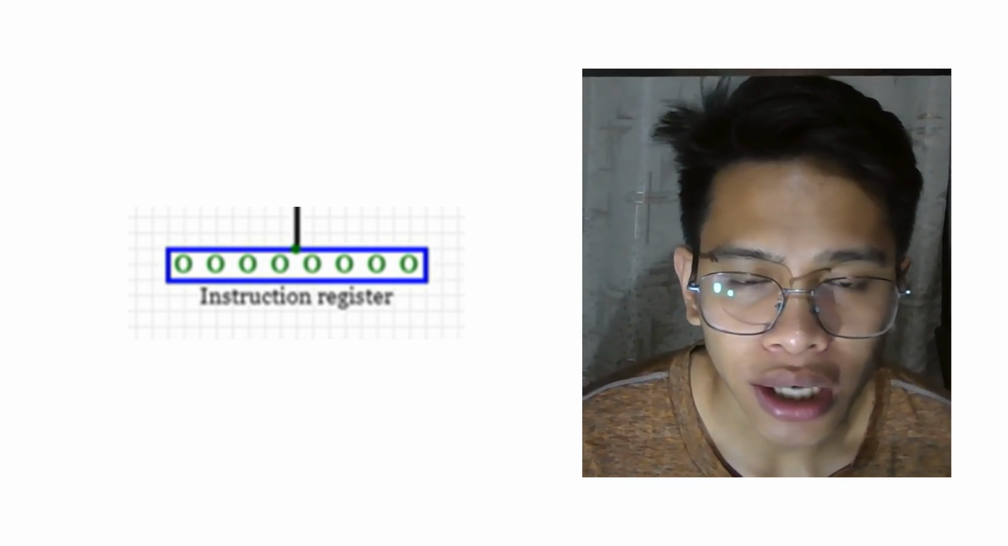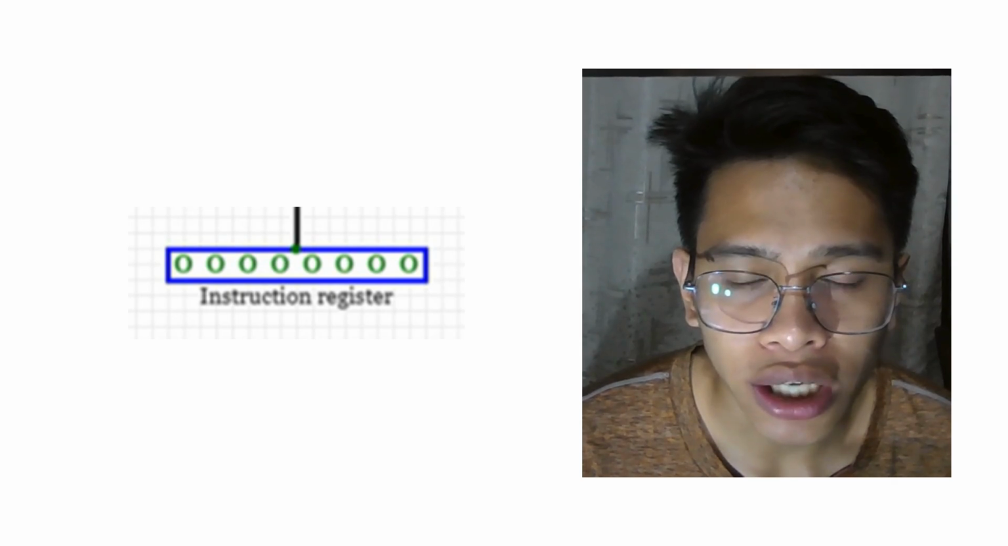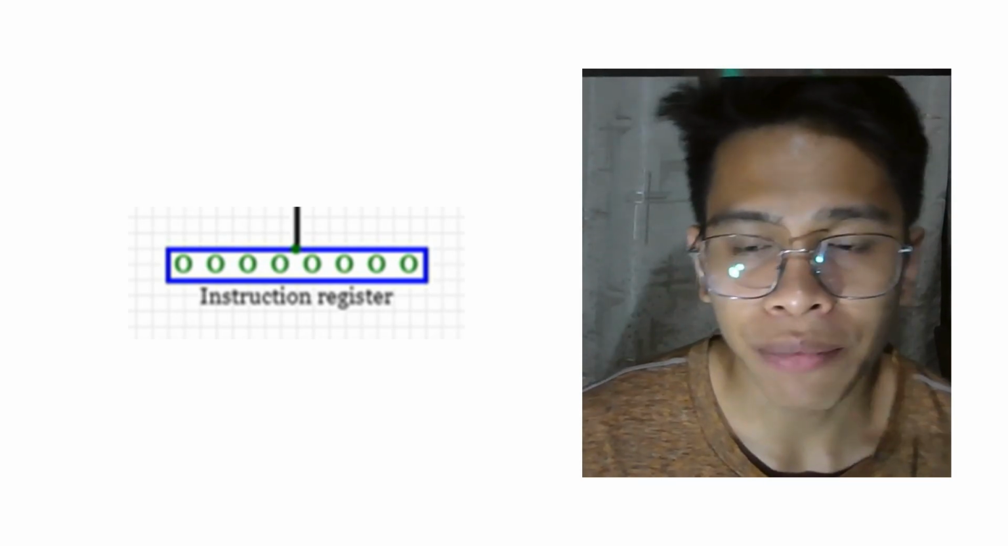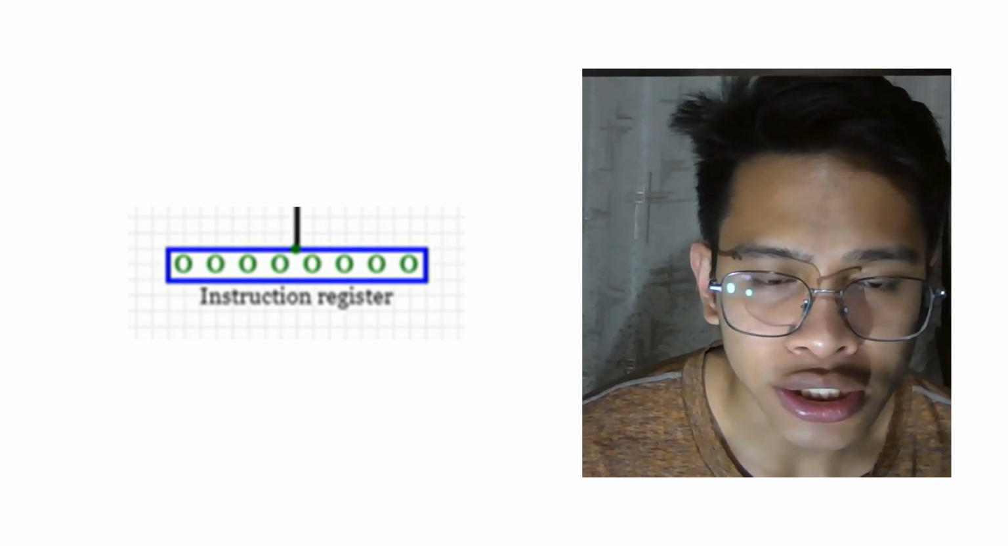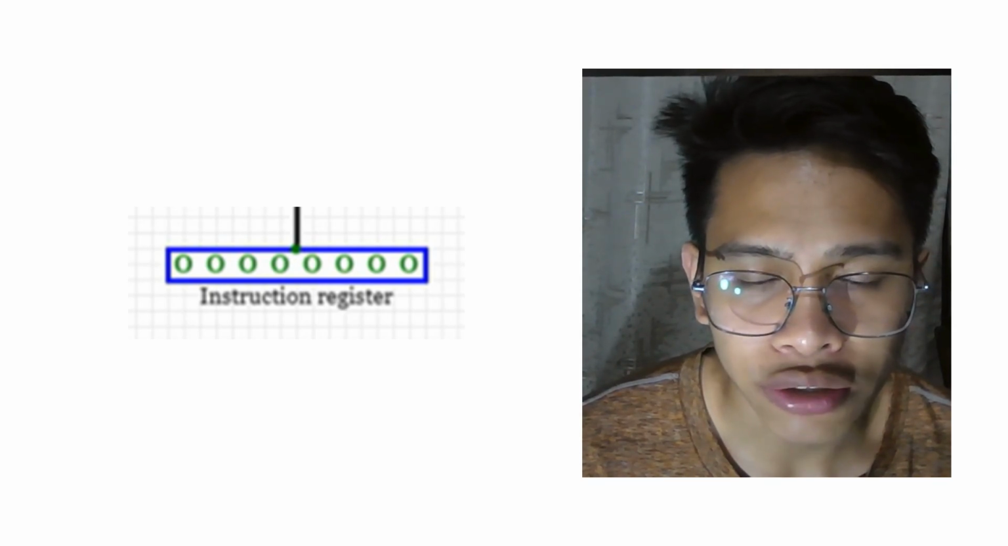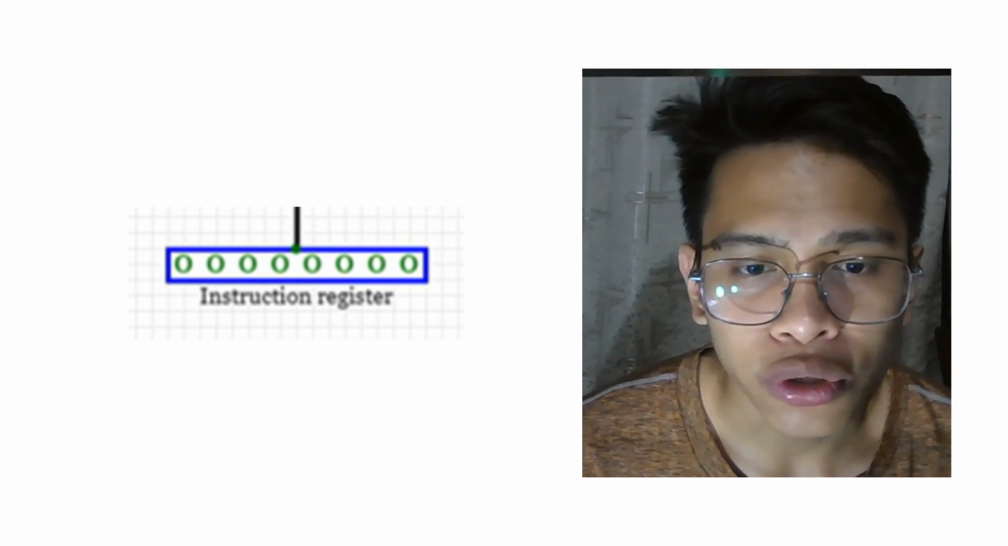Number three, the instruction register or IR holds the current instruction fetched from the ROM, and this instruction is then decoded and executed by the SAP1's control logic.